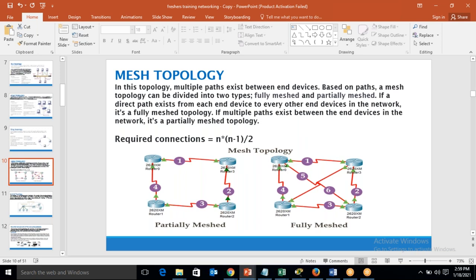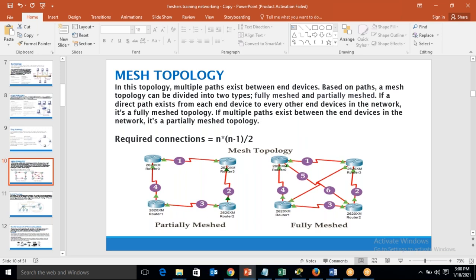Required connection, that's simple. For example, if n number of devices are there in your network, n into n minus 1 by 2. If you calculate that, you can calculate the number of wires in the system. This is a basic thing. For example, if you have four systems, 4 into 4 minus 1 by 2, that is 4 into 3, that is 12, 12 by 2 is 6. You can see that 6 cables are used here. This only applies to the fully meshed topology and not to the partially meshed topology.